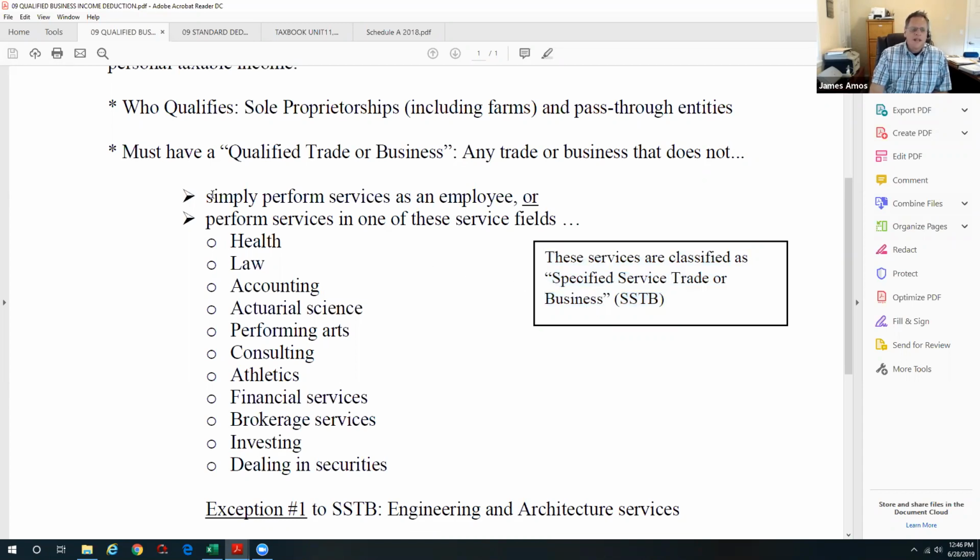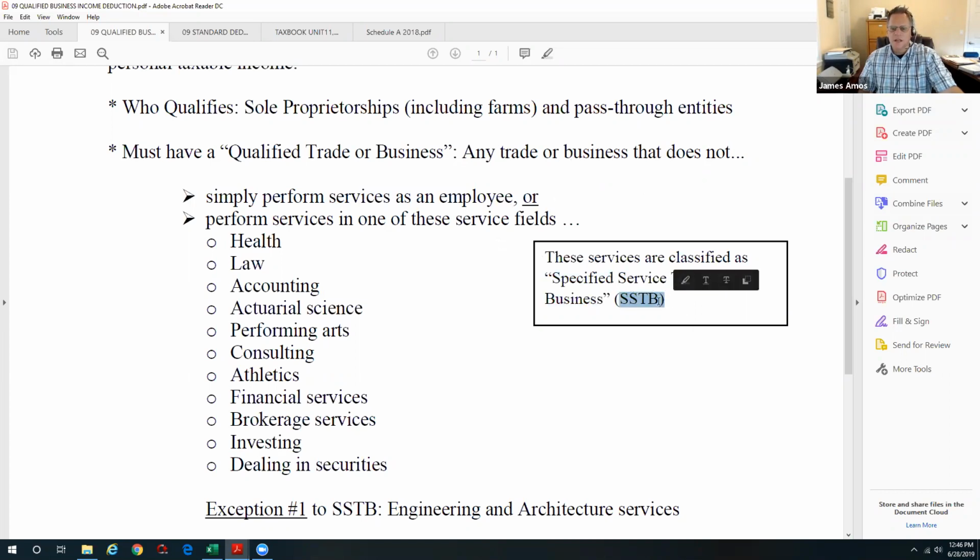A way to simplify this is you must have a qualified trade or business. What does that mean? That is any trade or business that does not simply perform services as an employee, and does not perform services as a specified service trade or business. I know this is the worst part of it right here, guys. This isn't that bad. You just got to get your head around it. Any trade or business that is not a specified service trade or business.